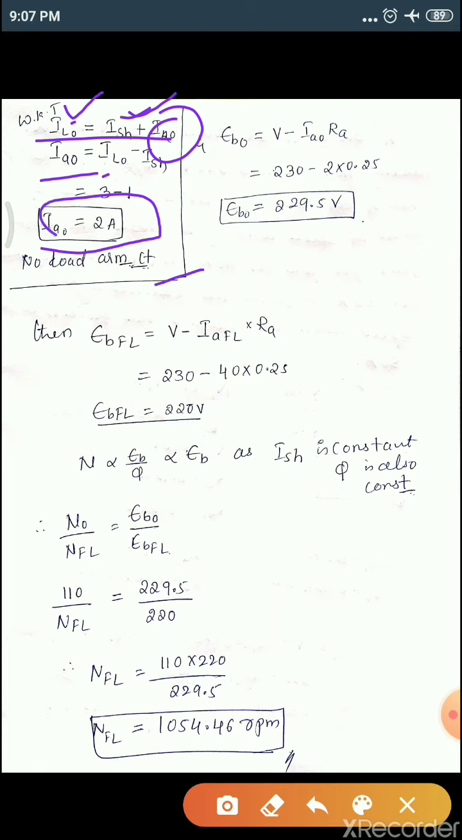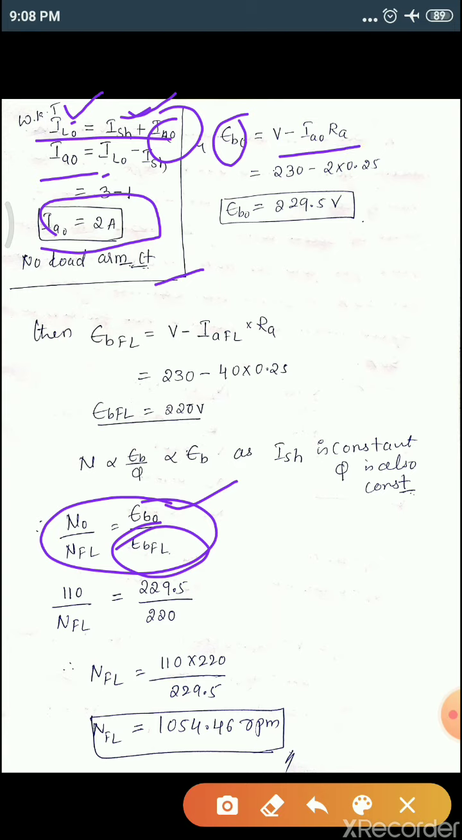So what is our intention? We need to calculate the no load back EMF and the full load back EMF. So what is the no load back EMF? It is nothing but V minus Ia naught into Ra. Ra remains the same and V also remains the same. That is 230 minus the no load armature current 2 into 0.25 armature resistance. So Eb naught, the no load back EMF, will be 229.5 volts.